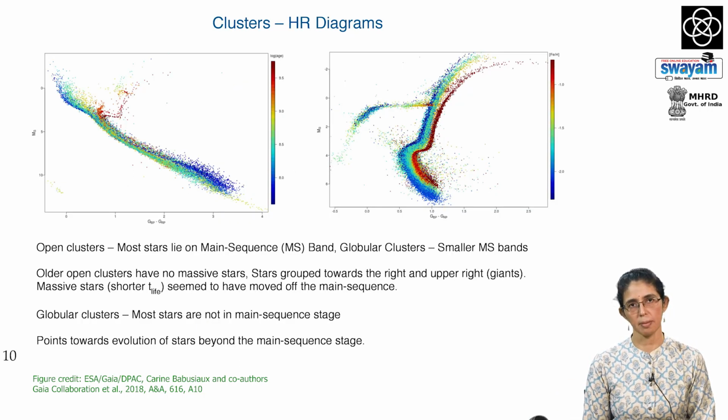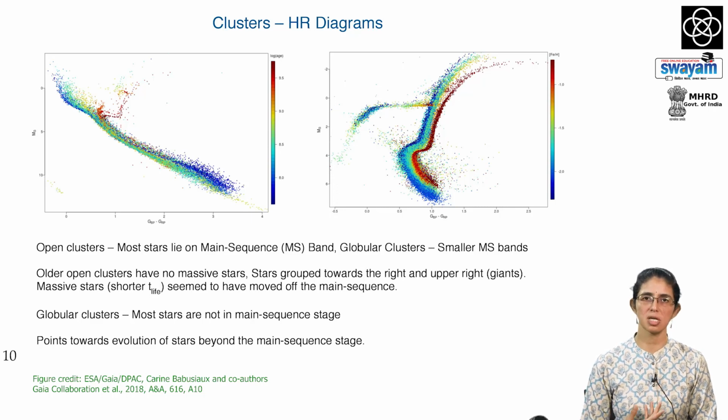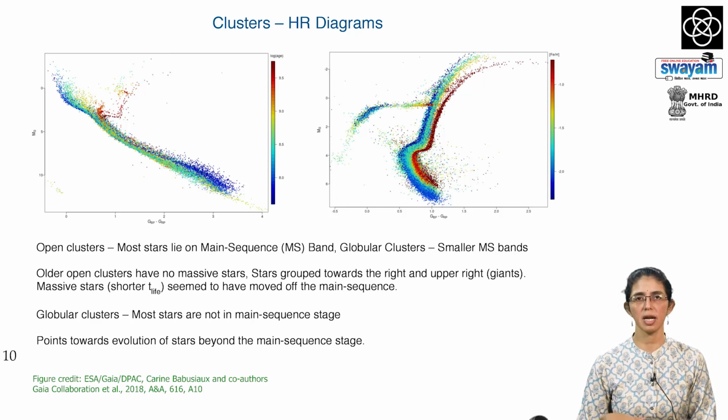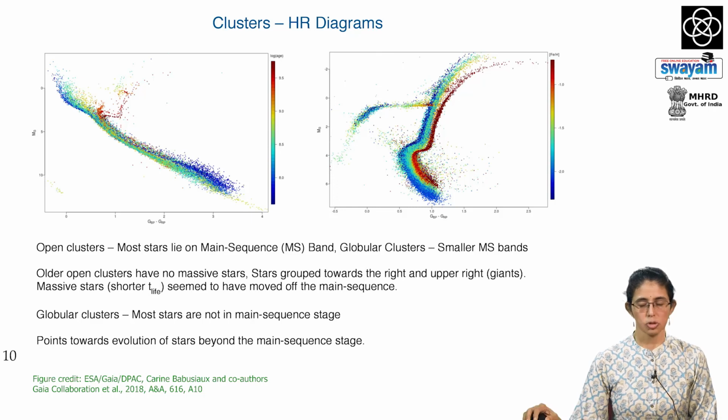This slide shows a comparison of the open clusters and the globular clusters using the Gaia filters, and one can clearly see that in the open clusters most of the stars are in the main sequence band, and in the globular clusters there are few stars in the main sequence band and a large number of stars which are present in the branch towards the giant and other branches which one can see. So, does this point towards the evolution?